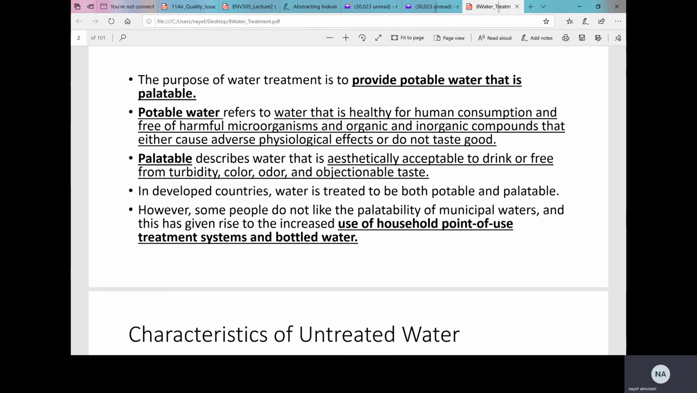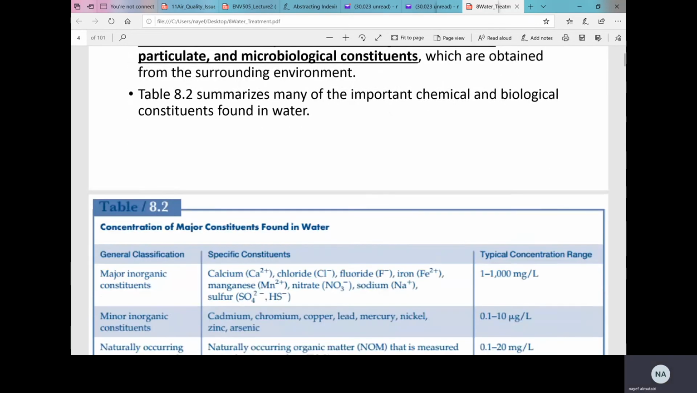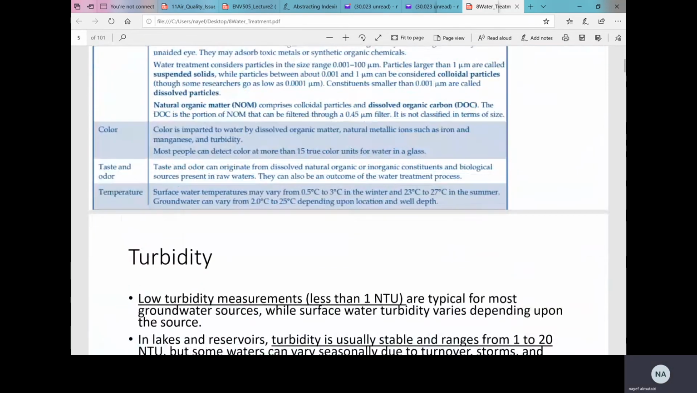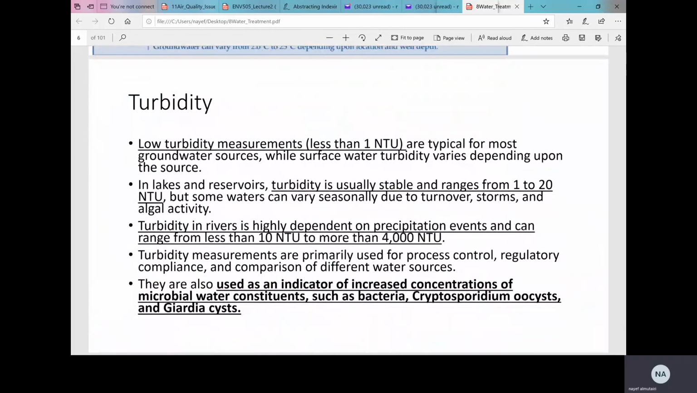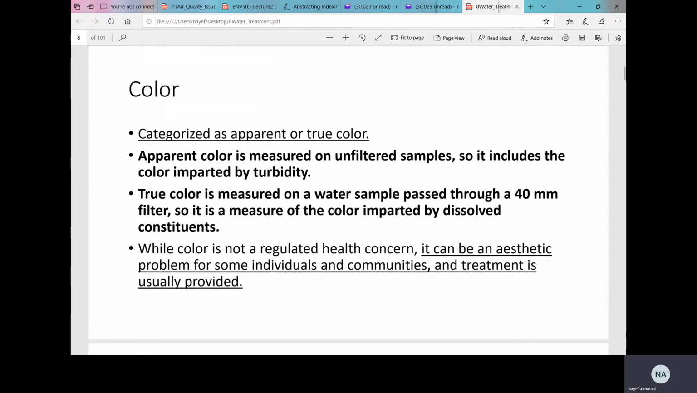Why we have to treat water. Of course, the water from your faucet is being treated. We provide potable water. What is potable and what is palatable? Very important two definitions. Okay, let's look at the things that we need to know. Turbidity, the unit is NTU. Particles, color, categorized as apparent or true color.